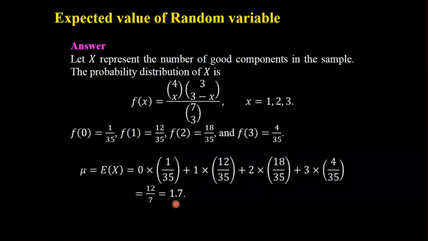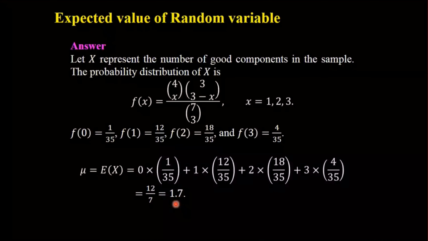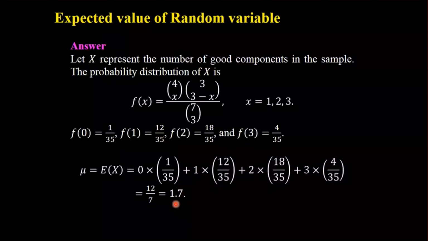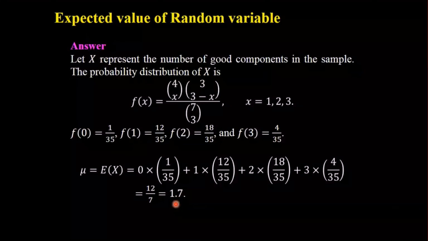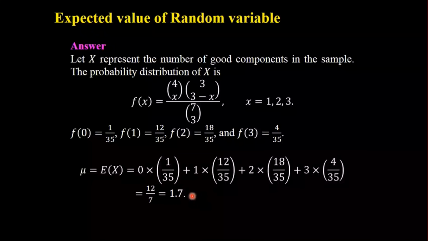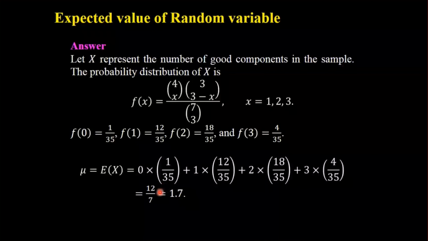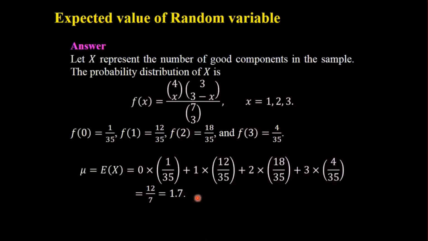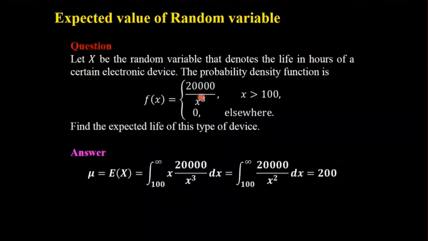So the expected number of good items or components will be 1.7. You can say nearly it is 2. But mathematically, when you are solving, you have to give the decimal value, like this 1.7. If persons or something is asked, then at that time you can approximate.